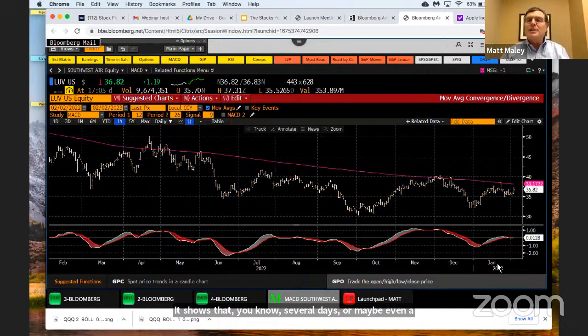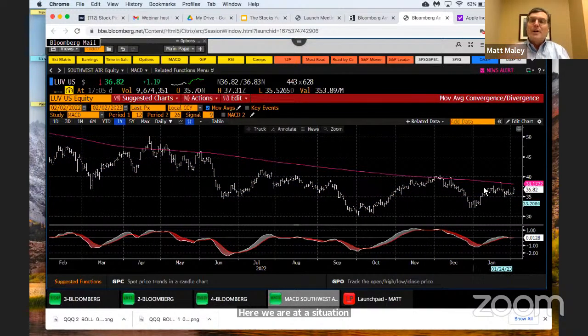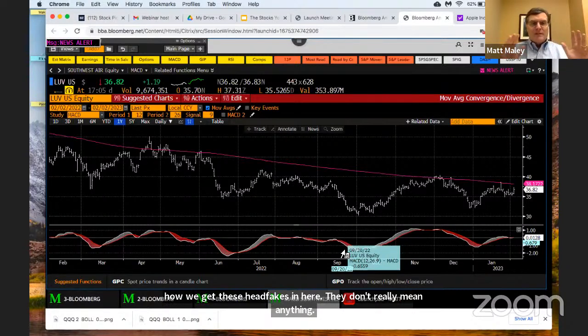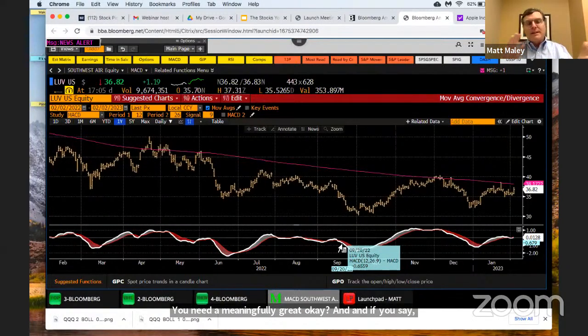Here we are at a situation where the stock looked like it was curling over and looked like it was going to do another one of those failures at the 200-day and break down. But it's got a little head fake. See how we get these head fakes in here? They don't really mean anything. You need to meaningfully break. Okay, and if you say, why is that important? Well, the 12-day and 26-day moving averages, it's kind of like the golden cross you hear about all the time.